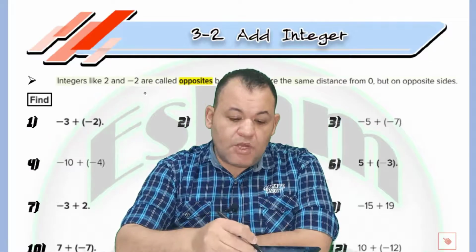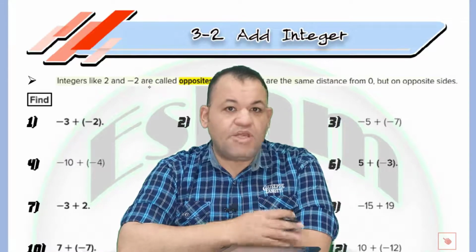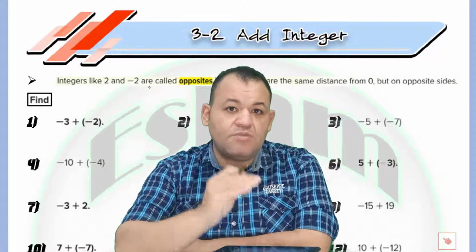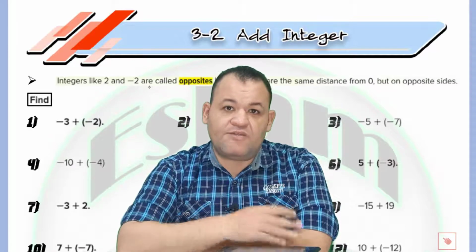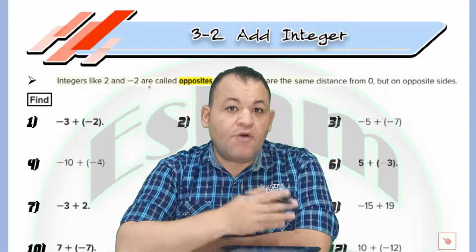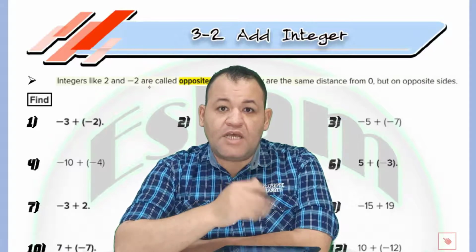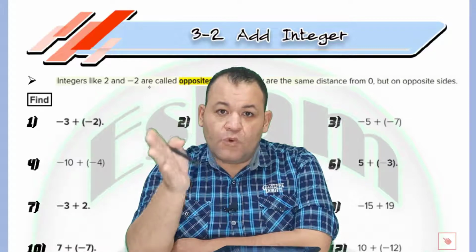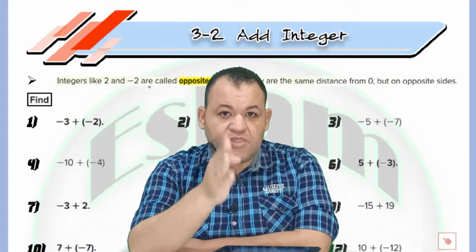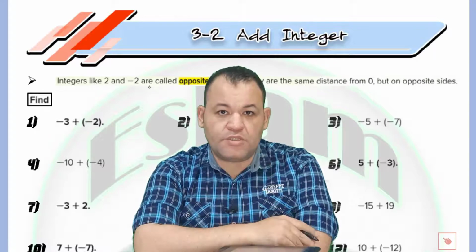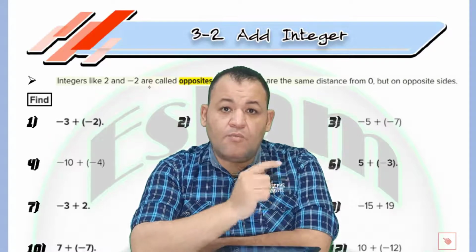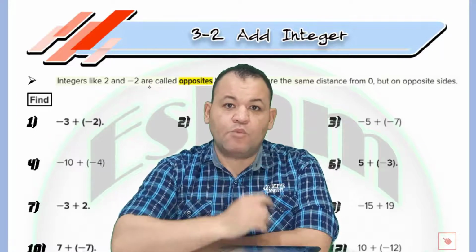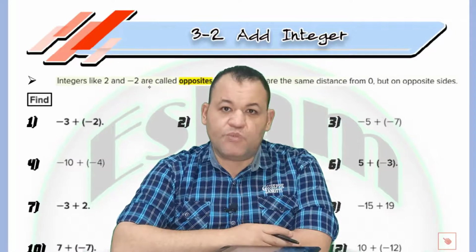Before we start, we will talk about the opposite numbers. What is the meaning of opposite numbers? Opposite numbers are two numbers that lie on two different sides with the same distance from 0, like 2 and negative 2, 3 and negative 3, 4 and negative 4. 4 lies at the right, and negative 4 lies at the left. The distance from 0 to 4 is 4 units, and the distance from 0 to negative 4 also is 4 units. So they have the same distance, but for the positive value we are moving to the right, and for the negative value we are moving to the left. That is the difference between them.